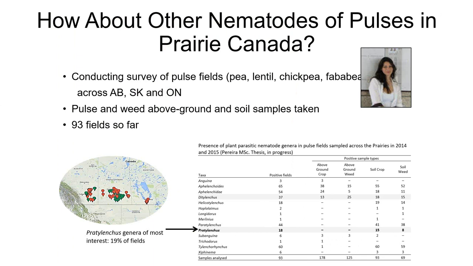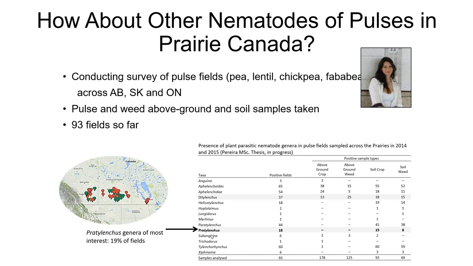So we've sampled many fields and sampled the crops in terms of finding what nematodes are on them, and then also weeds in those fields as well. And one nematode that pops up as being fairly prevalent, here's an example, Pratylenchus, present in 19% of all commercial fields that we sampled, and here are the spots here in red being positive fields, and we wanted to find out what this nematode is.